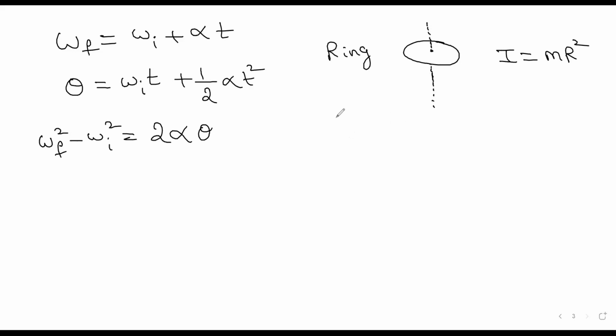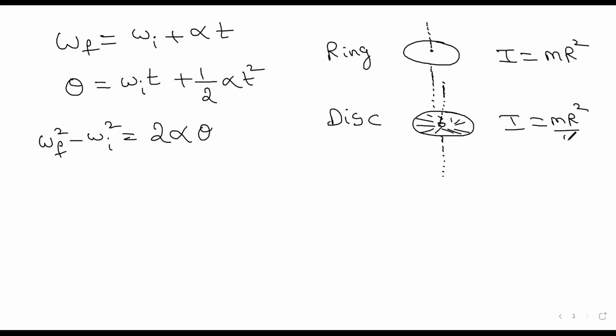Now same thing for a disk. Here also the axis of rotation is passing through the center and perpendicular to the plane. Here we have I equals mr square by 2. Remember the axis. The axis is important, the one about which you are calculating the moment of inertia.